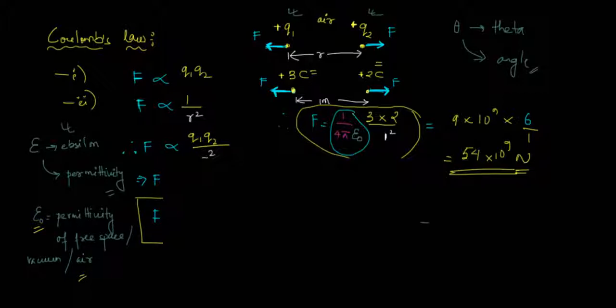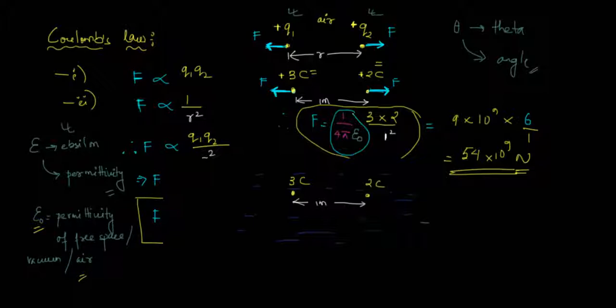q1 and q2, 3 coulombs and 2 coulombs, the same, separated by 1 meter. The only difference is that they are both placed in water, the medium, instead of air. The force between them will be reduced. The strength of the repulsion will be reduced.